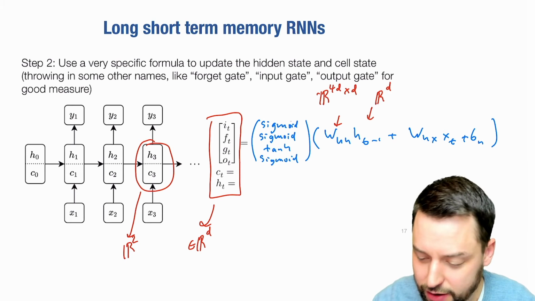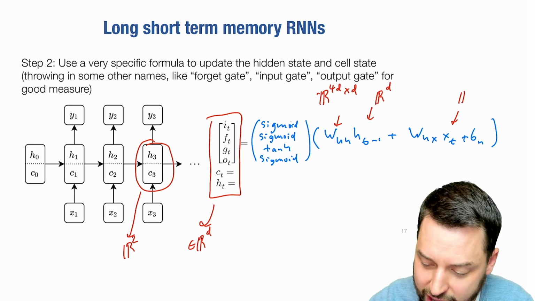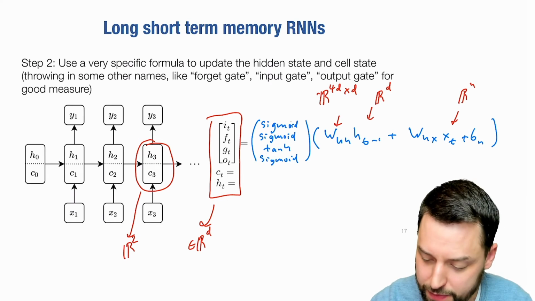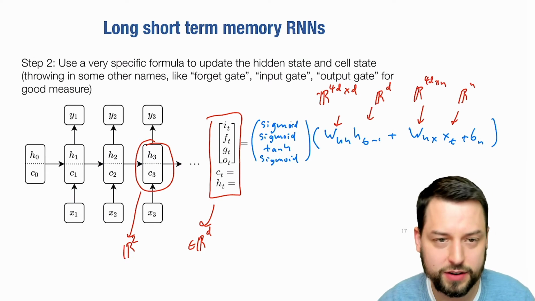And similarly, if x was n-dimensional, then this here would have to be 4d by n. Okay, so that's the sizes of all these things.